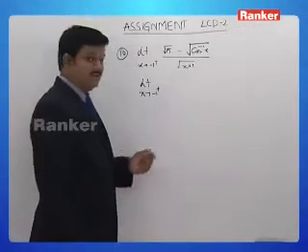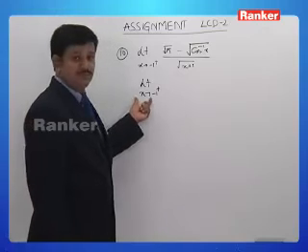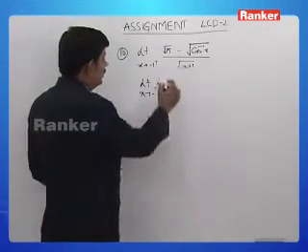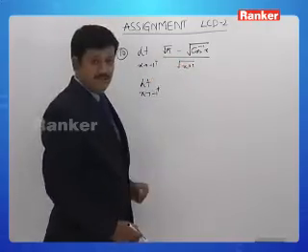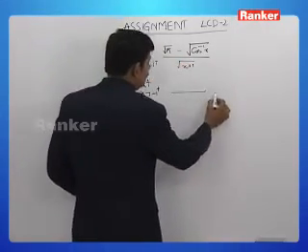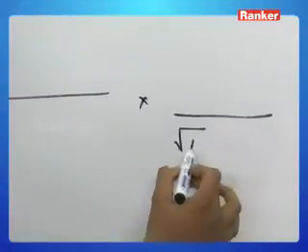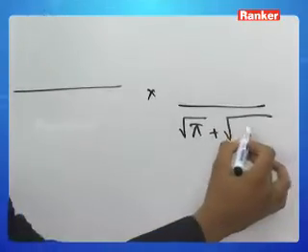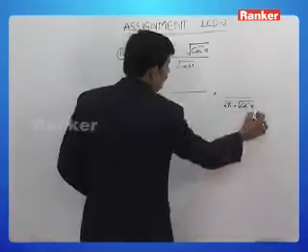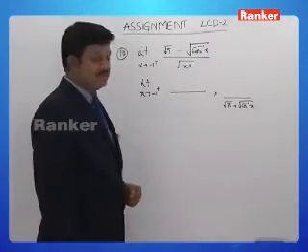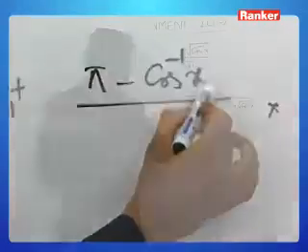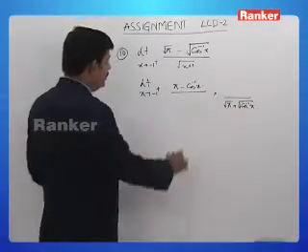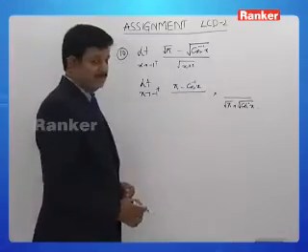So this limit can be written as limit as x tends to minus 1 plus. Let us rationalize the numerator: a minus b multiplied by a plus b. I will multiply numerator and denominator by root pi plus root of cos inverse x. So it will be a minus b into a plus b, a square minus b square, which is pi minus cos inverse x, divided by root x plus 1.